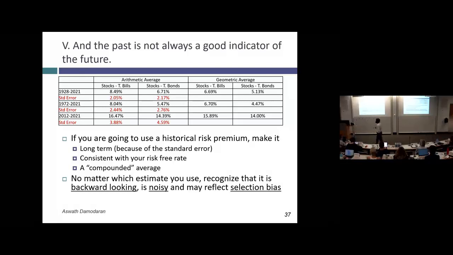If you ask me what the historical equity risk premium is in the US, here's what it looks like. That's not even my pointer. Oh, there you are. That's what happens when you have two pointers that look alike.